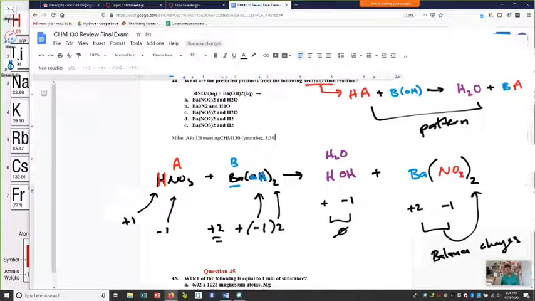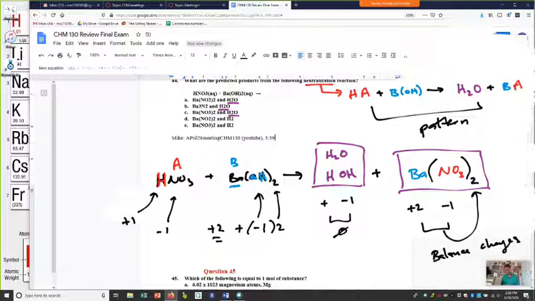Okay. In this case, we aren't being asked to balance the equation. We just need to know what the products are. So where I was talking about balancing the equation, we didn't need to do that. So we know we have H2O or HOH, and we have our barium nitrate, BaNO3. If we look at our answer choices, hopefully you'll notice that the H2O shows up in a bunch of different locations, and D and E we could eliminate.